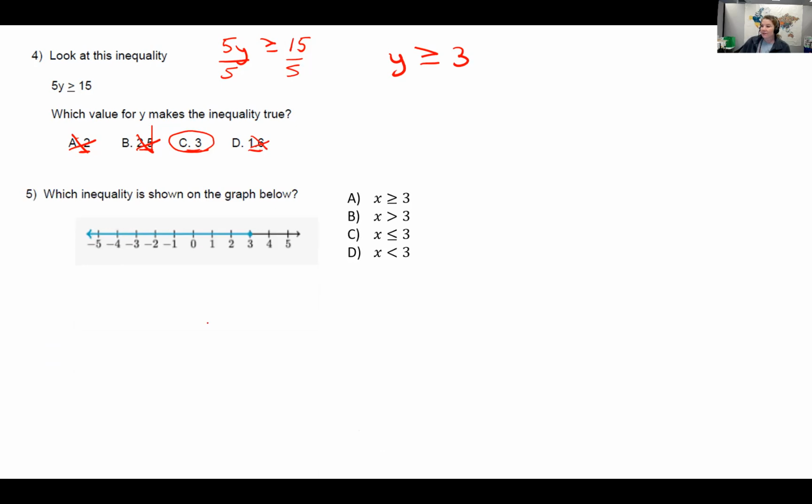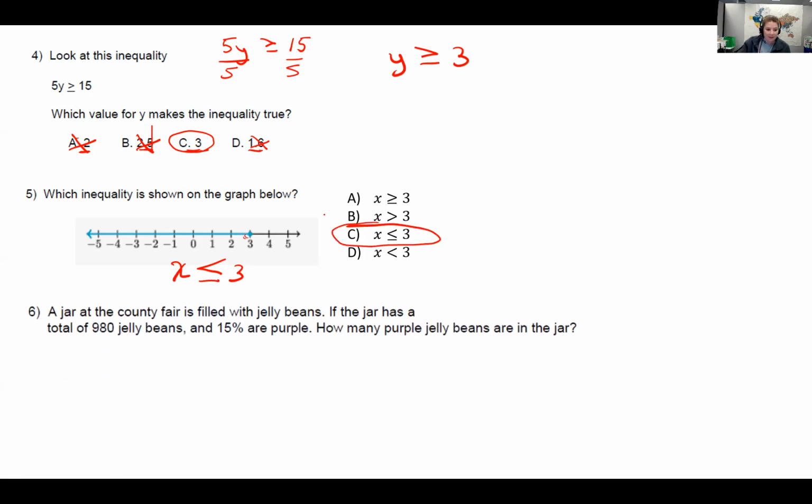Number 5, for some reason, your copy didn't have this on here, so I gave you this on Canvas. Hopefully you guys saw that. So we have 3 is filled in. So I'm looking at an or equal to sign, and then it's going to the left. The arrow is pointing to the left like that. Since it's filled in, that's our sign, and the value of x is any number equal to or less than 3. So we must go with the letter C on number 5.